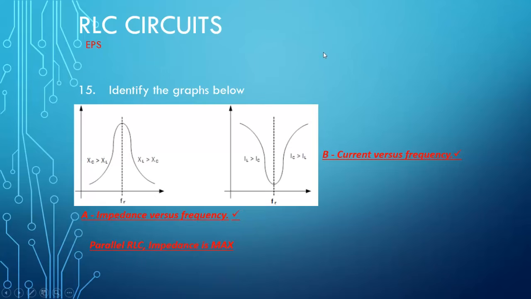Consider the graph on the right hand side, graph B. Notice that graph B would be a series RLC circuit where the impedance is minimum. So if the impedance is minimum, this would mean that the current is maximum.